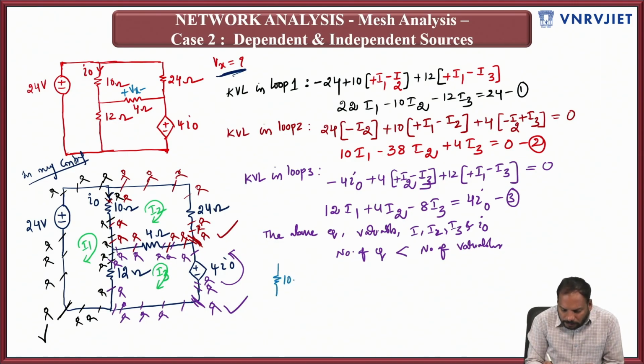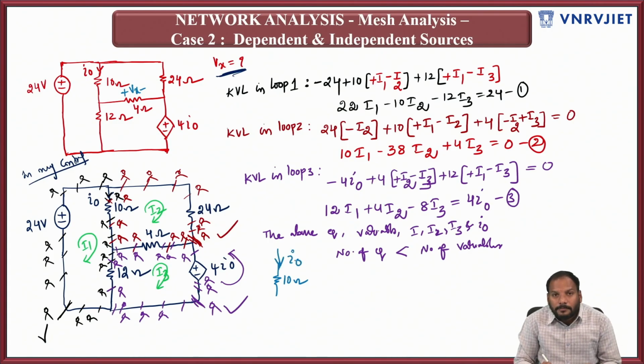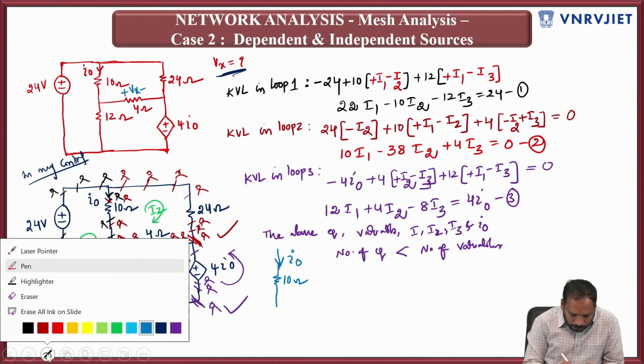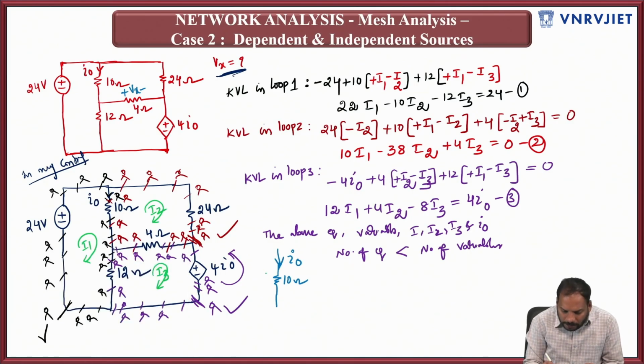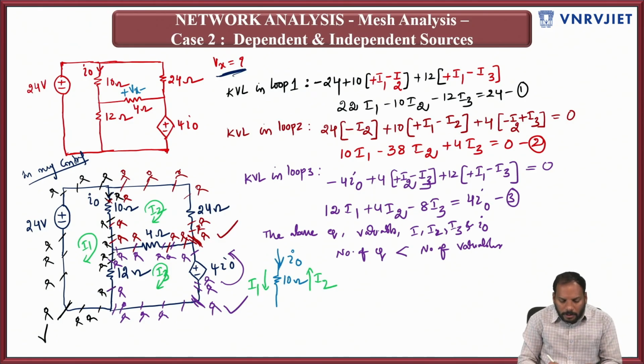Consider this is 10 ohms. Okay, so this current is simply I0. If you try to indicate the loop currents here, the loop current I1 is going this way. Similarly the loop current I2 is going upward. I1 is coming down, I2 is going up across the 10 ohms. So now I think you can indicate I0 in terms of I1 and I2.